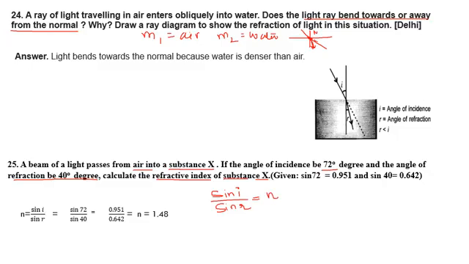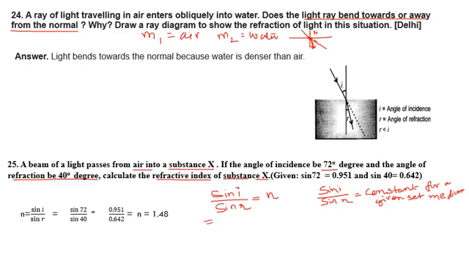For a given set of medium, sin i upon sin r is always constant. It is constant for a given set of medium. For a given set of medium, the medium should be the same, either air and water, or water and glass, or glass and water. The medium should be the same, right? Then they are constant.